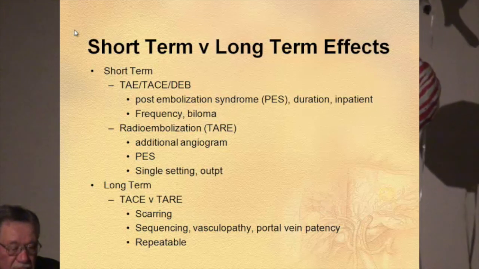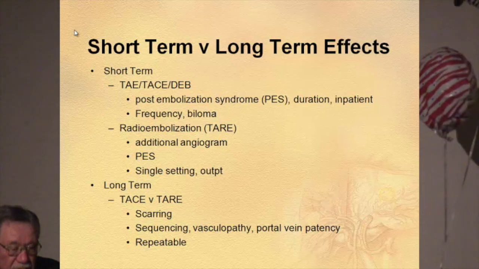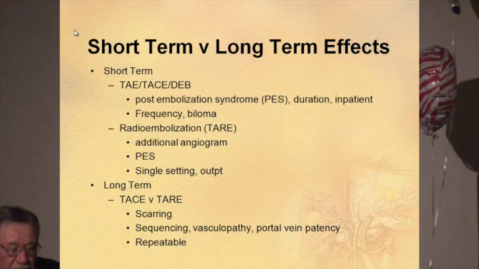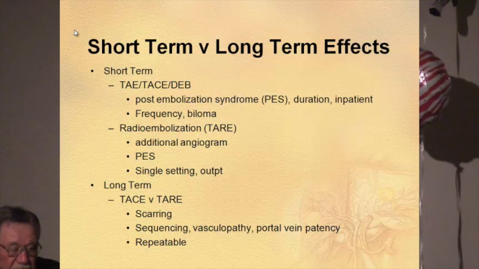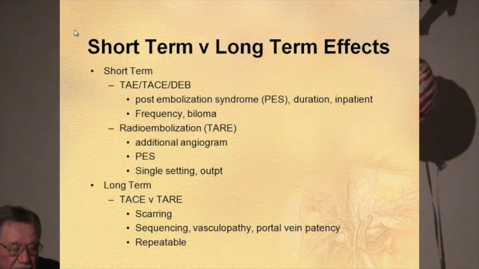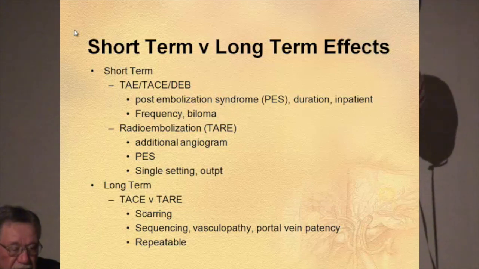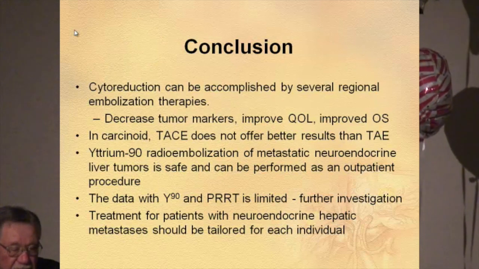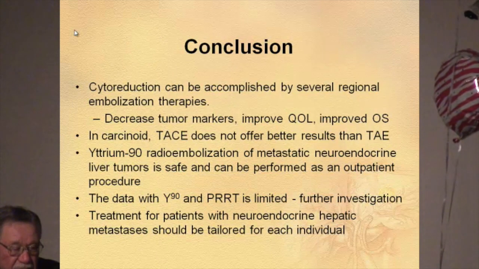Sequencing at our hospital, I have seen chemoembolization or drug-eluting beads cause scarring of the vessel to the point where I could not treat with radioembolization after that. So at our institution, we tend to use radioembolization first. If that fails, then we switch over to chemoembolization. And all these are repeatable. You can probably have radioactive microspheres up to 3 times in your lifetime.